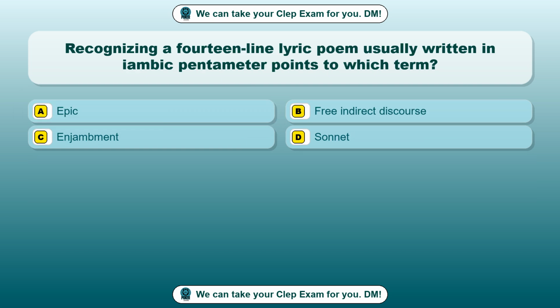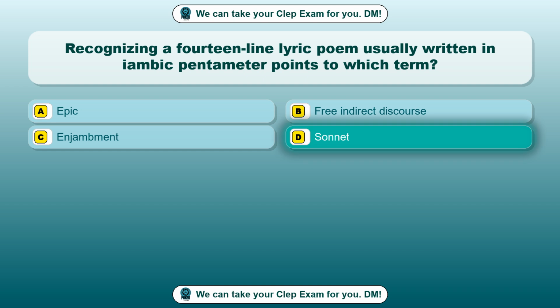Question 35. Recognizing a 14-line lyric poem usually written in iambic pentameter points to which term? Option A, epic. Option B, free indirect discourse. Option C, enjambment. Option D, sonnet. The correct answer is option D, sonnet.